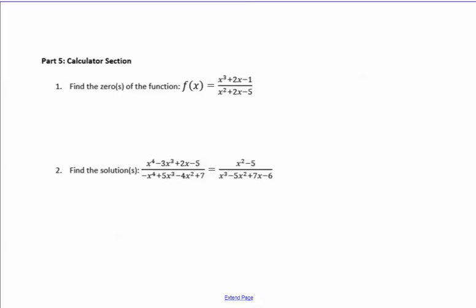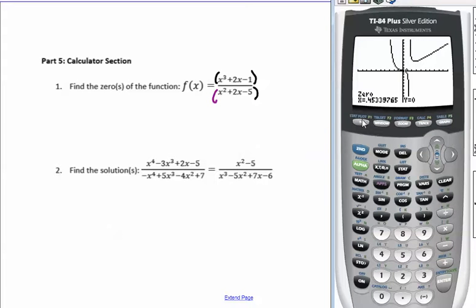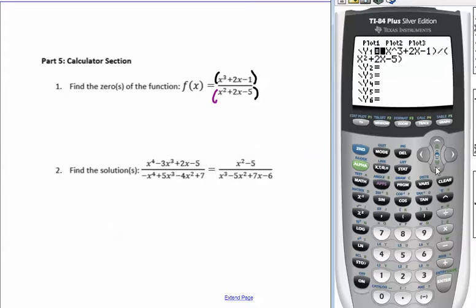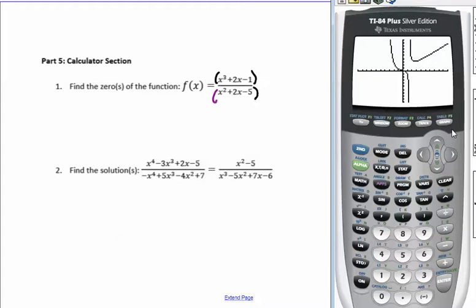So for the first problem, remember that you're going to need to put parentheses around your numerator, and also around your denominator, and enter it in the calculator that way. I already put this equation in my y1, so you might want to pause the video and put the equation in your y1. And then you press graph, and you can see that there's a zero right here.